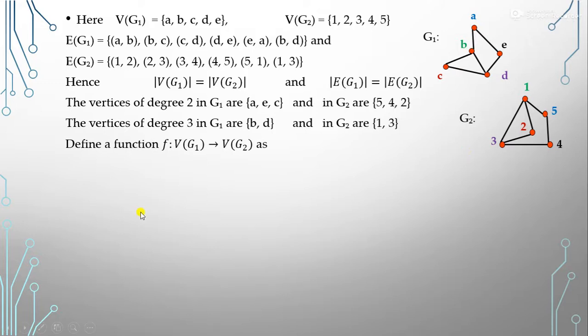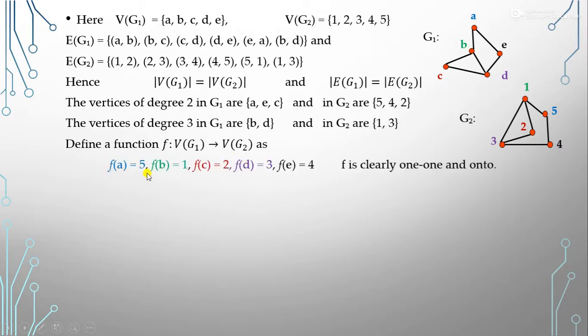So we take here the function f such that V(G1) to V(G2), as you see here, our f(A) is equal to 5. So how can you say that f(A) is equal to 5? What is the image of A in this graph? What will be the image of A in this graph? f(A). So A's image is here 5.